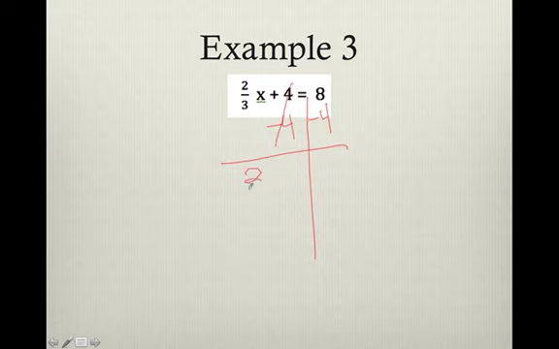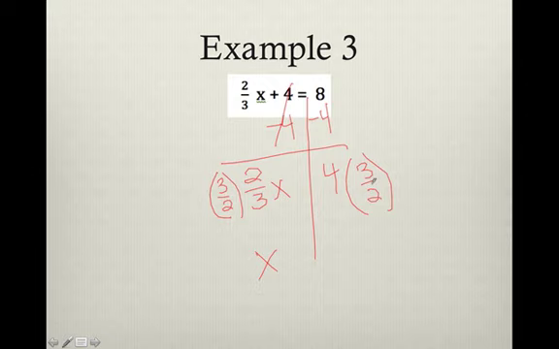Additive inverse. We know that we're going to divide by 2/3, which means we're going to end up multiplying by the reciprocal. So that's what I'm just going to do. Multiply by the reciprocal. 3/2 times 2/3 is 1. 1x. Remember, we don't put the 1.